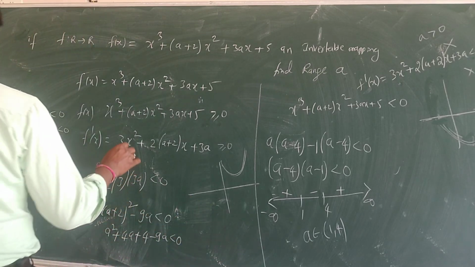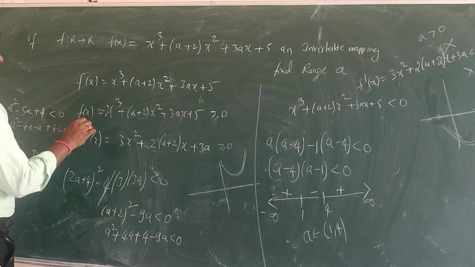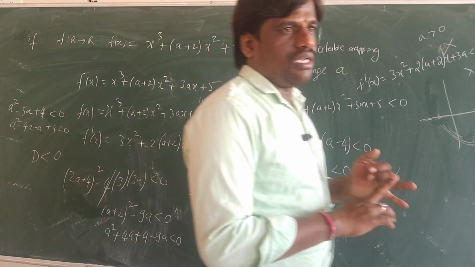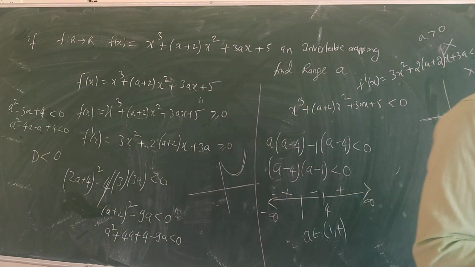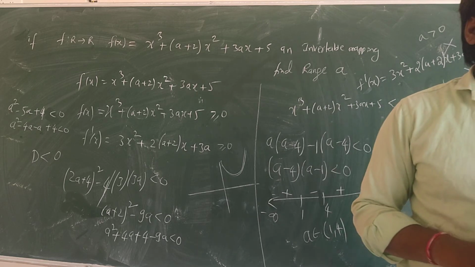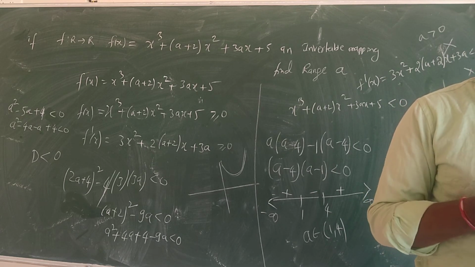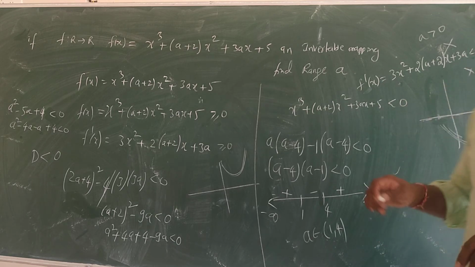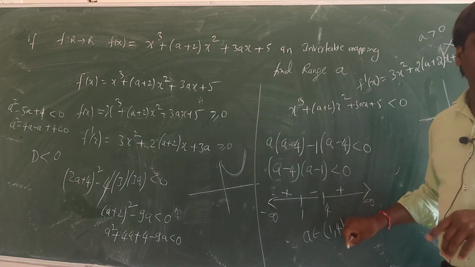Simply you have to find f dash of x. Simple, see here. Find f dash of x, once greater than 0, less than 0. Because you know that one-one function condition is f dash of x greater than 0 or less than 0 is a one-one function. So this case is wrong, this case is right. Answer is this.